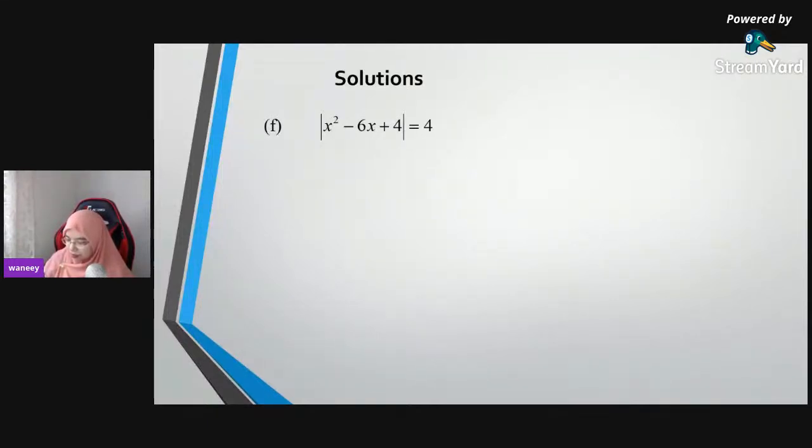Wah, dia dah dapat dah. 0246. Sama. Senang je dia. Sama. Malas nak tengok banyak lah tu. Empat, dua, enam, kosong. Sama juga. Sama. 0246.